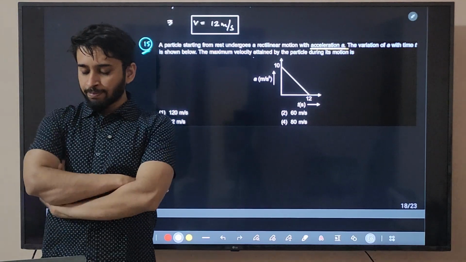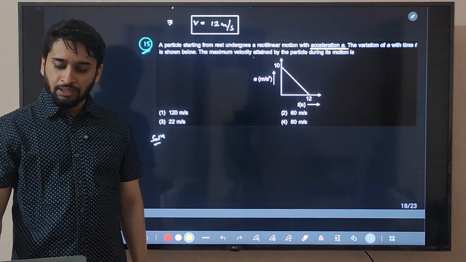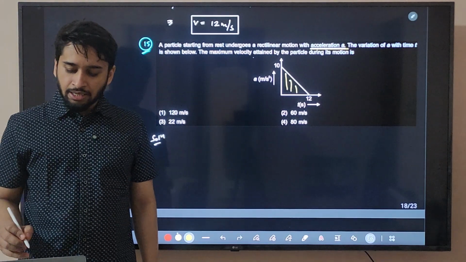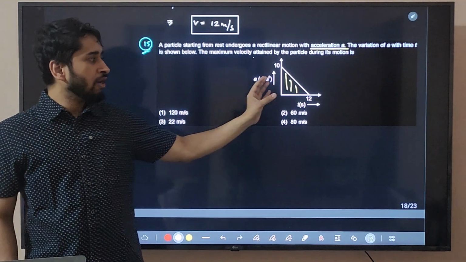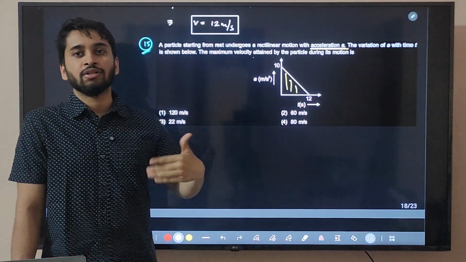There's obviously a way to do it. How we can do it is, see, area under acceleration time graph gives change in velocity, and as long as the area is positive, the change in velocity will be positive.